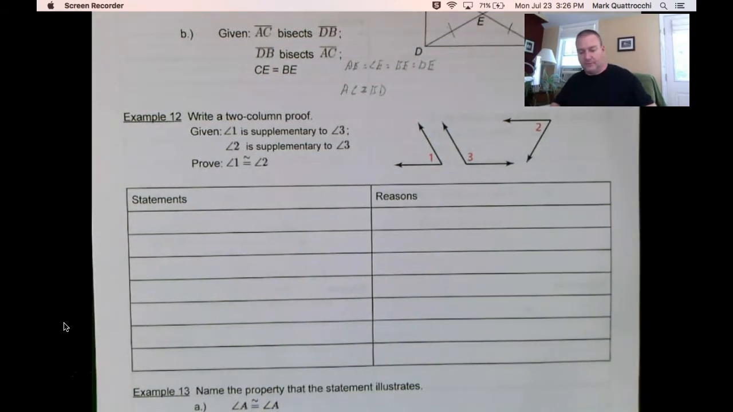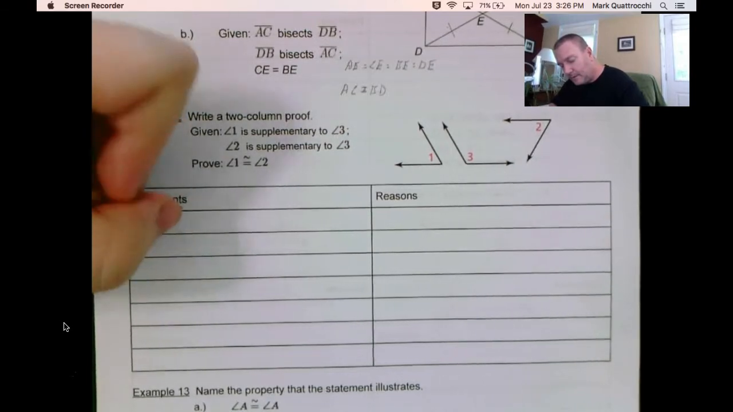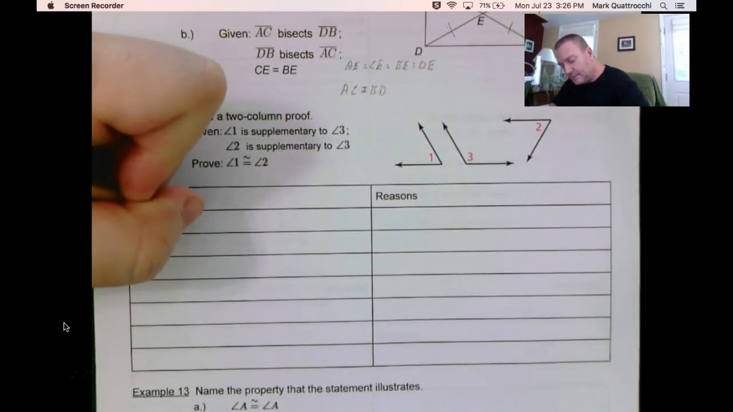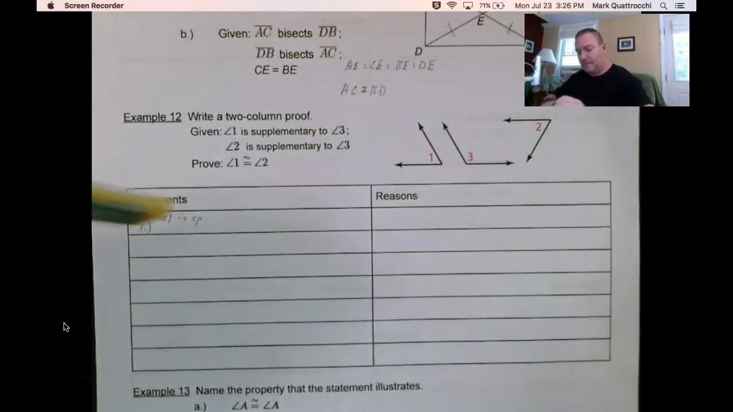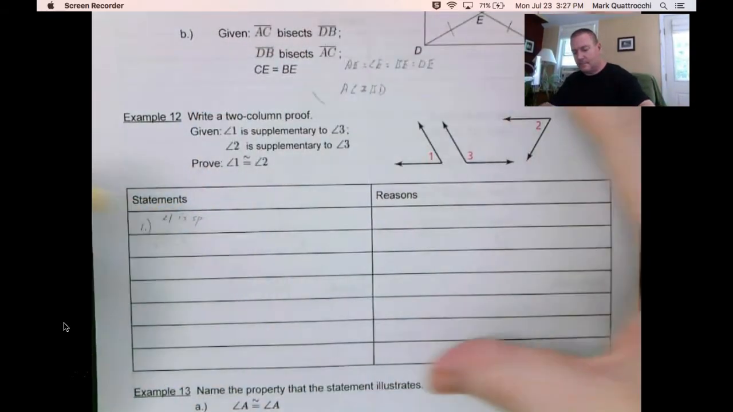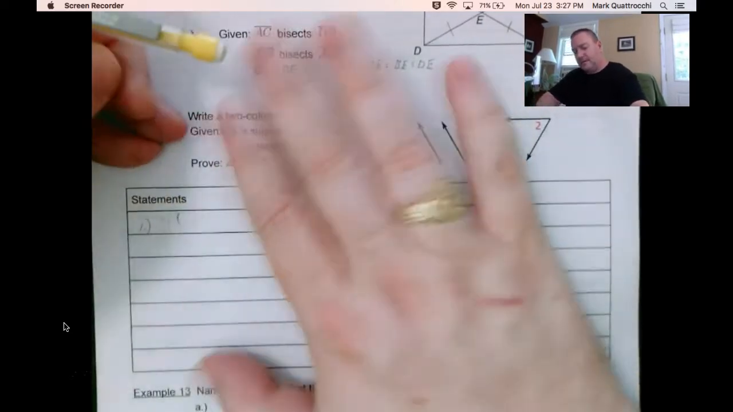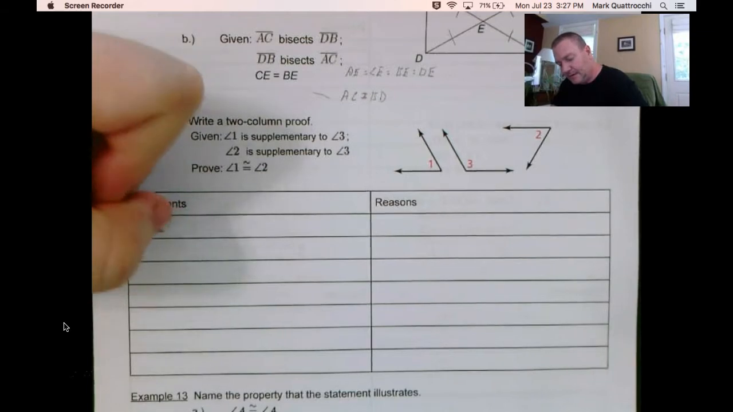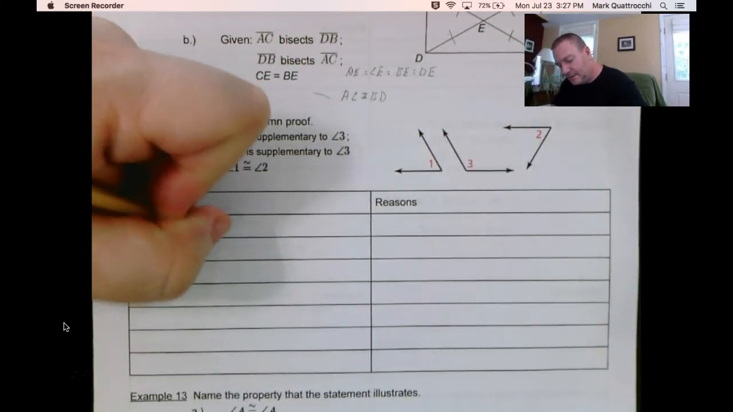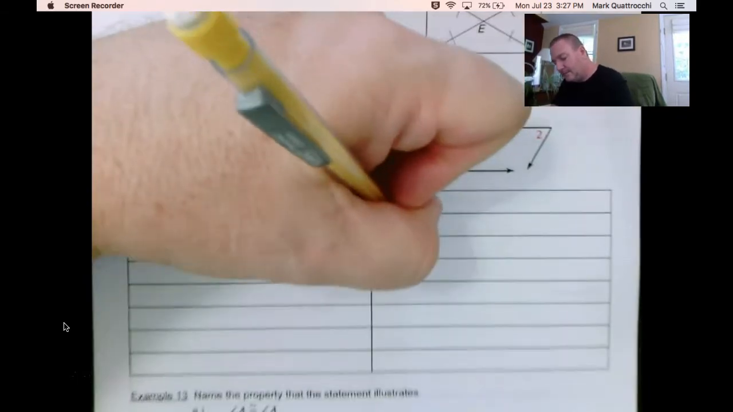So let's go through this one. And we'll start off by writing statement 1. Just to rewrite the given information, I'm just going to do one of the given statements in the first statement. So angle 1 is supplementary to angle 3, given.